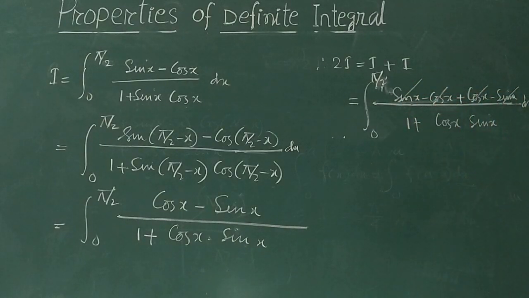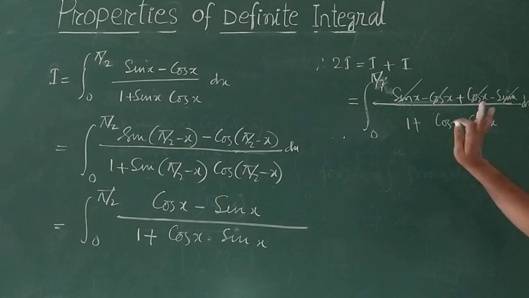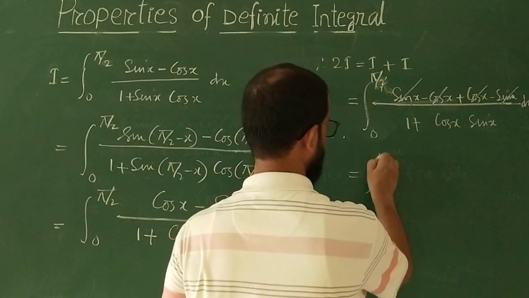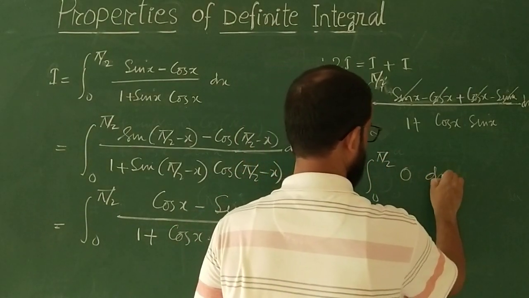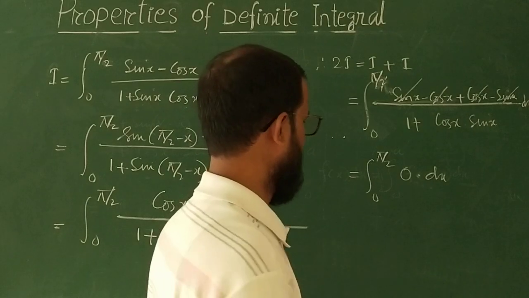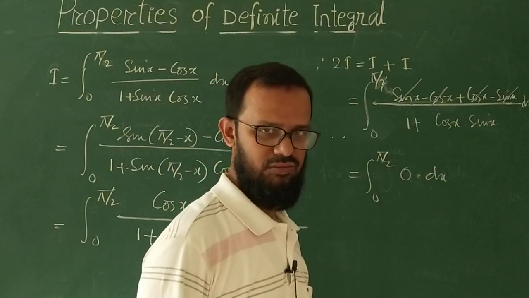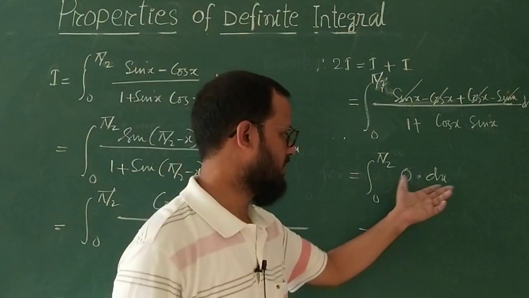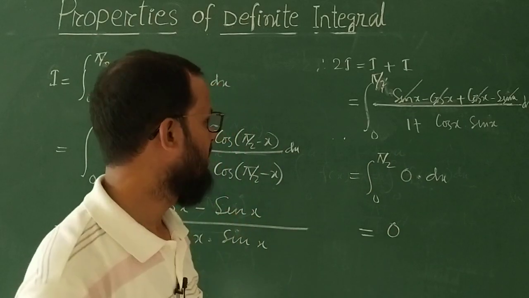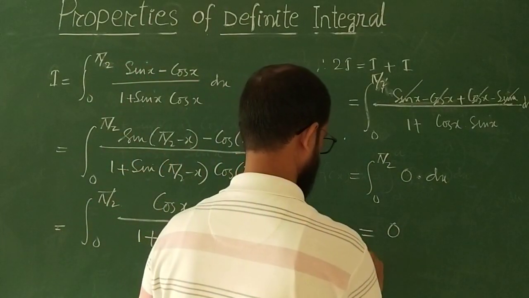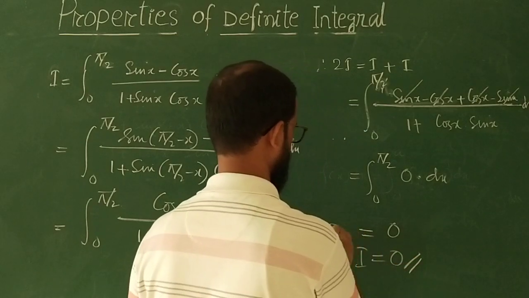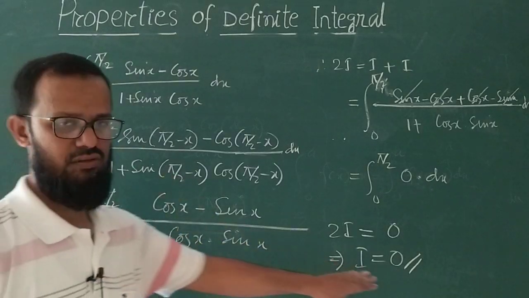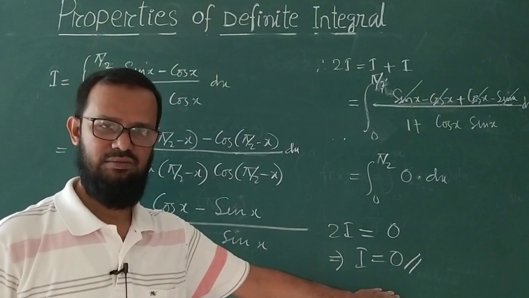Now in this integral, sin x minus sin x cancel, and cos x and minus cos x cancel. Then the numerator becomes 0, and 0 by anything is 0. So finally it becomes integral 0 to pi by 2 of 0 into dx, and 0 into dx means the result is 0. So the whole integral becomes 0. Finally twice I equal to 0 implies I equal to 0. So the value of this integral is 0. Understood? You can solve the integral in this manner also.